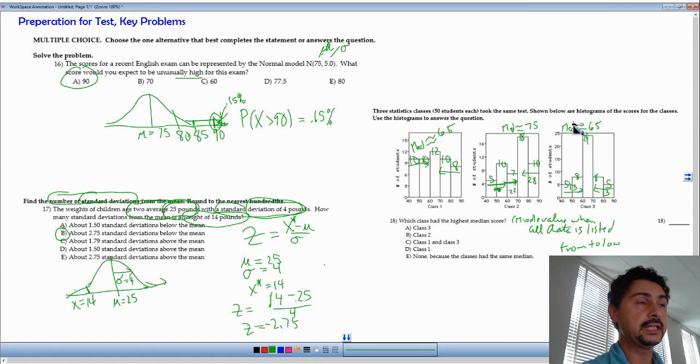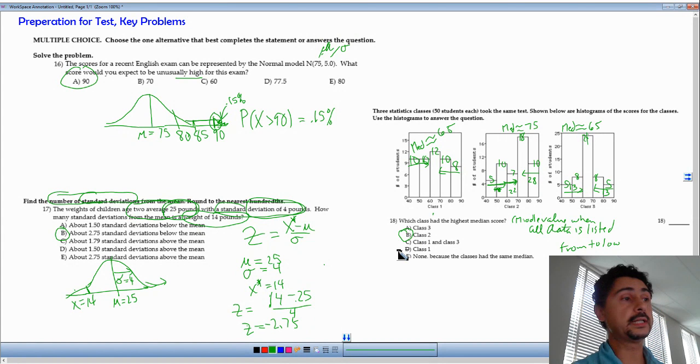So let's see if we can even answer the questions. It says, which class had the highest median score? After analyzing all the information, I would definitely say class 2, where we approximated at 75. And so the answer is, well, sorry about this. The answer is B.